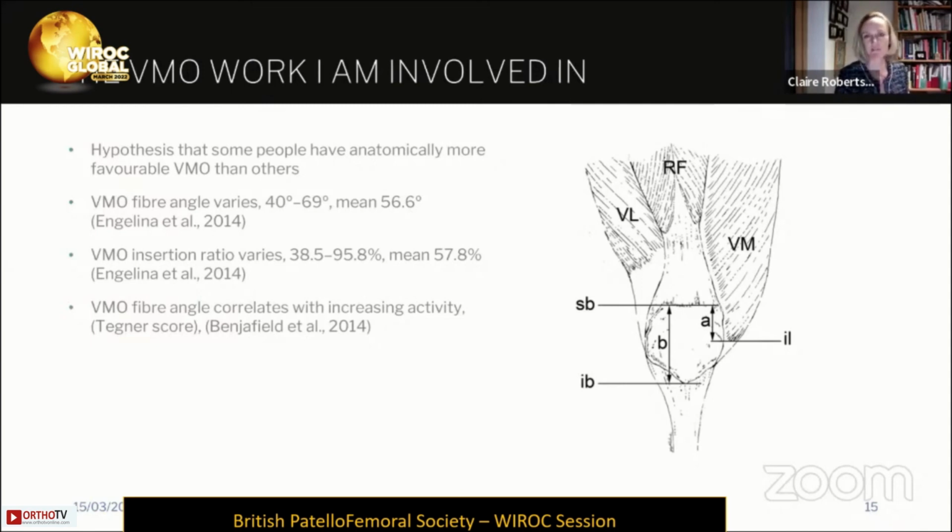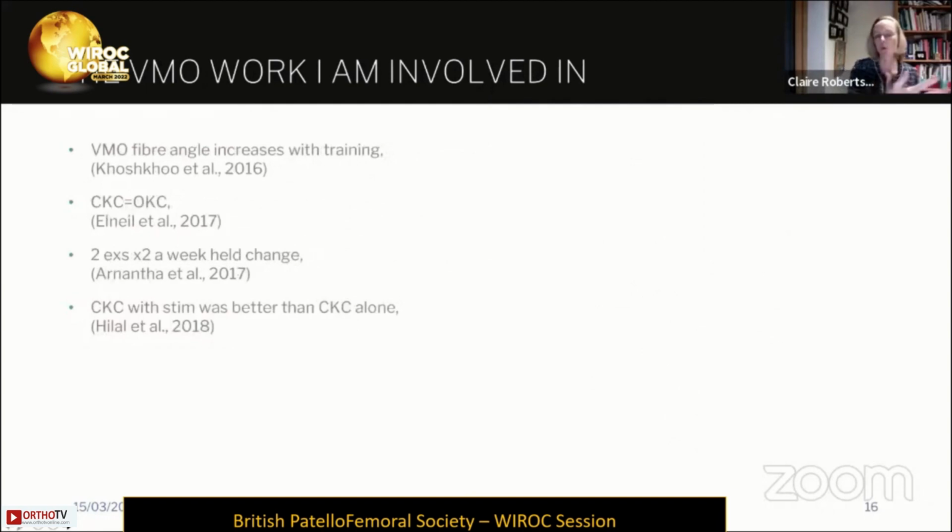I'm after a really effective VMO. So we have to take them to hypertrophy. Our exercises have to be hard enough to hypertrophy them, 2 to 3 times a week. And this is all the work we've done. We've shown that closed chain and open chain are about the same. And once somebody gets good gains, and this is particularly important for the stability group, we've shown that 2 exercises taken to fatigue twice a week will hold that architecture change. We've also shown that working with a muscle stimulator is better than closed chain work alone.